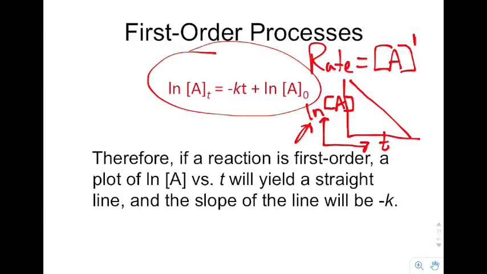Now, the reason we said it's a negative slope is because remember that negative k value, the fact that you're going to lose concentration as the reaction proceeds forward.